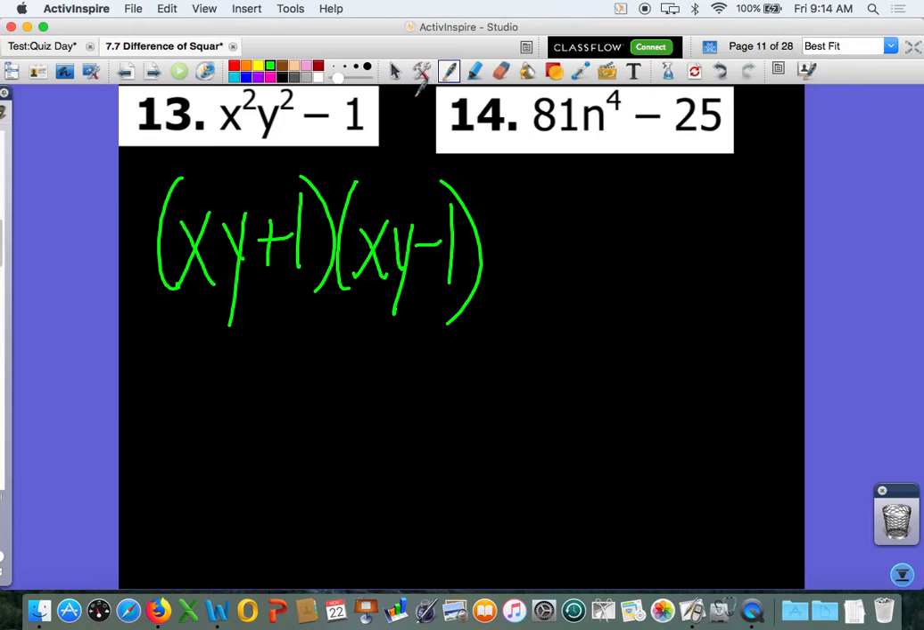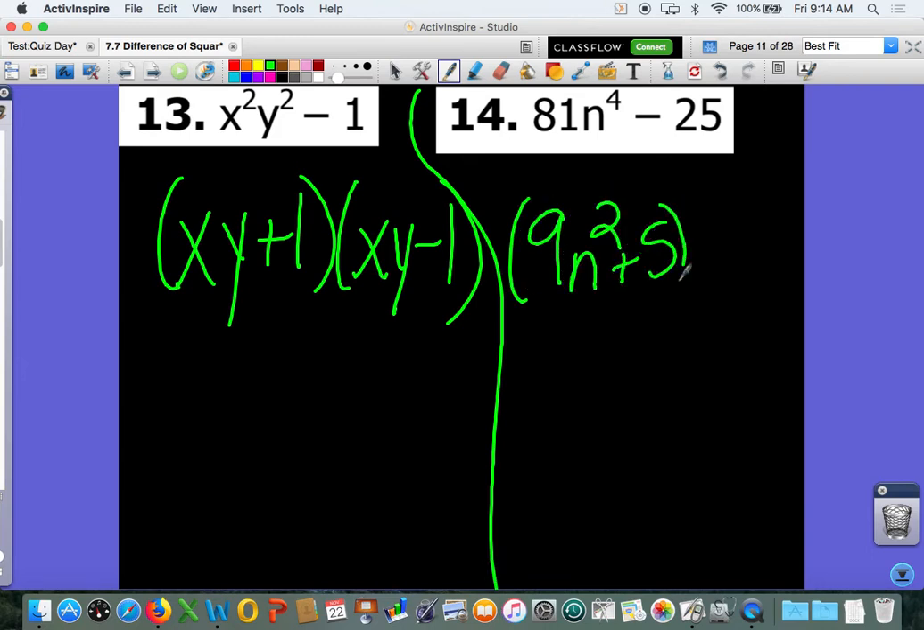On 14, we're looking at the fact that this is now into the fourth. Well, when we multiply our bases, we add our exponents. This has got to be 9n squared plus 5 and 9n squared minus 5. In order, they have to be squared so that they add up to 4 at the end. Awesome.